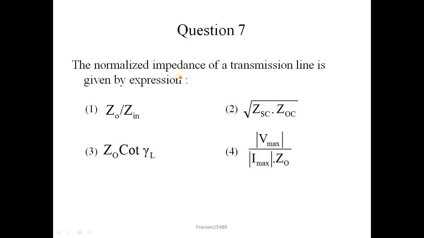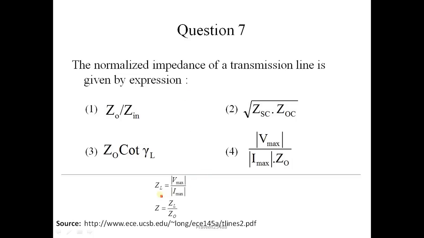The normalized impedance of a transmission line is given by expression. So here is the formula. ZL, it is the load impedance, is given as Vmax upon Imax, and the normalized impedance Z is given as ZL upon Z0. So correct answer is 4. Here this is the ZSC.ZOC, under root of this is the characteristic impedance of transmission line. So normalized impedance of transmission line is given as this formula.